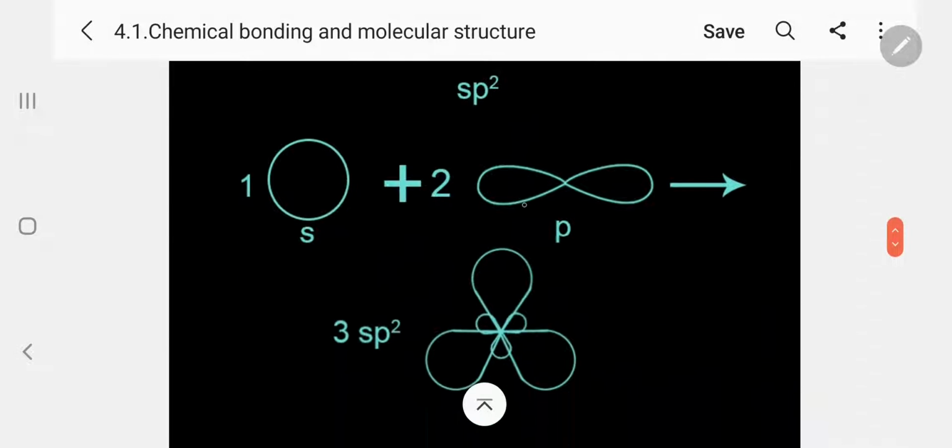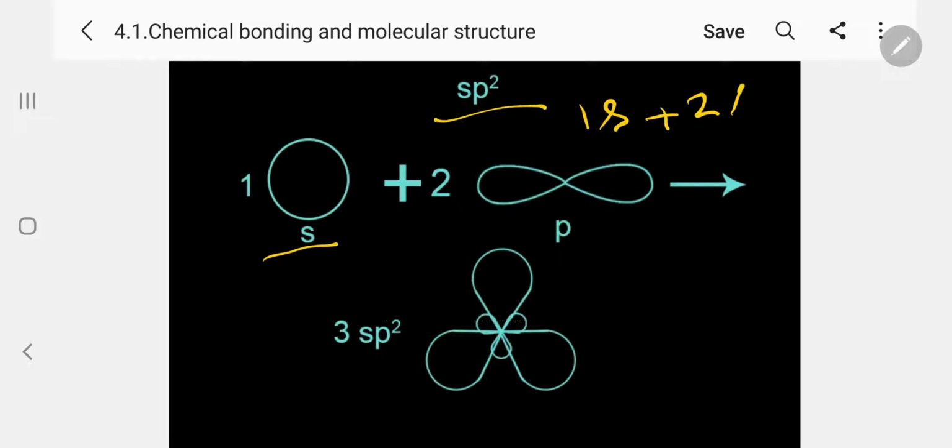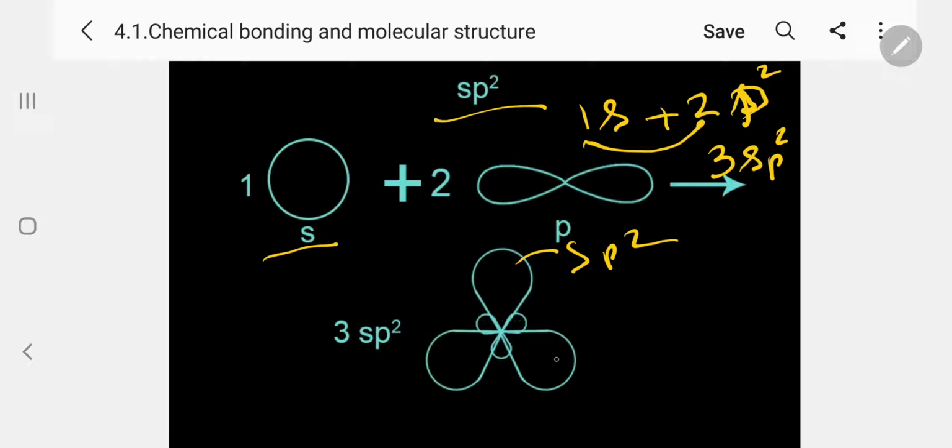Let me go to sp2 hybridization. So one s and two p orbitals. This is the way you have to memorize: 1 plus 2, 3. One s, two p, so 1 plus 2 is 3, giving three sp2 orbitals, one sp2, sp2 and sp2. So this is the way to remember.